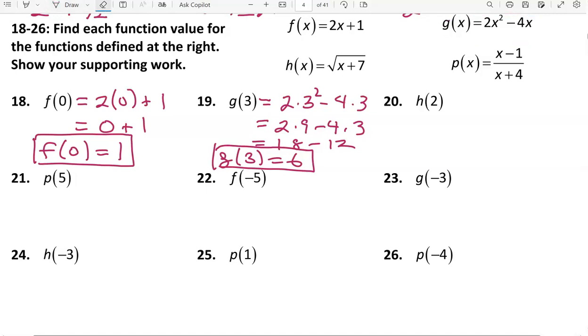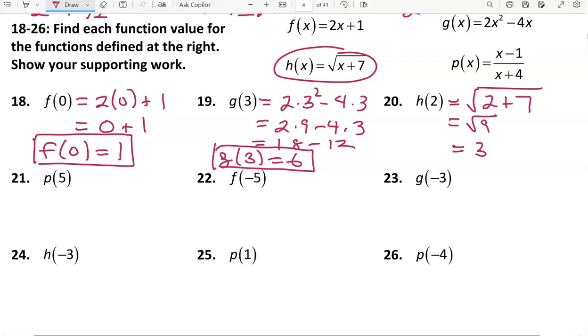Next, we're going to work with function h. And function h is h of x equals the square root of x plus 7. So h of 2 is equal to the square root of 2 plus 7, which is the square root of 9, which is equal to 3.